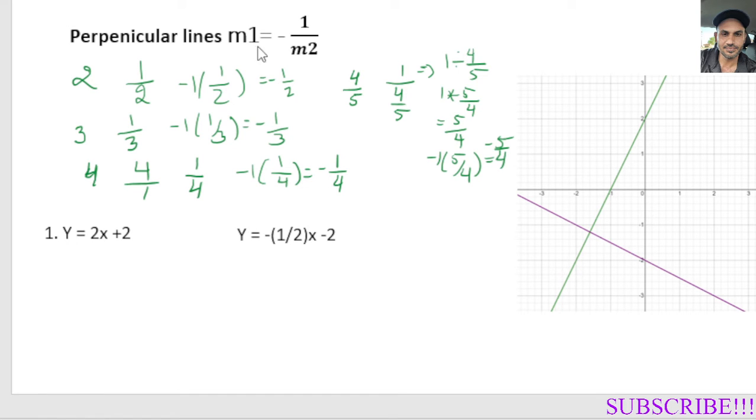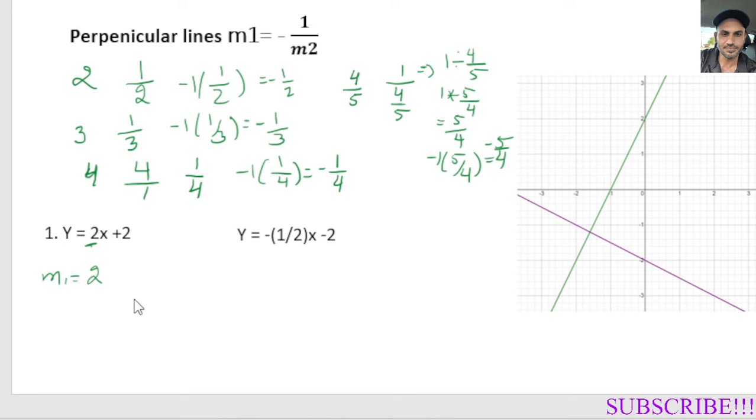So for two lines to be perpendicular, their slopes have to be negative reciprocal of each other. So if we take line 1, the slope of the second line has to be the negative reciprocal of the slope of line 1. For example, our line 1 is this right here. The slope is this right here with the x term. So the slope is 2. For this line to be perpendicular to this one, the slope of this line has to be the negative reciprocal of this right here.